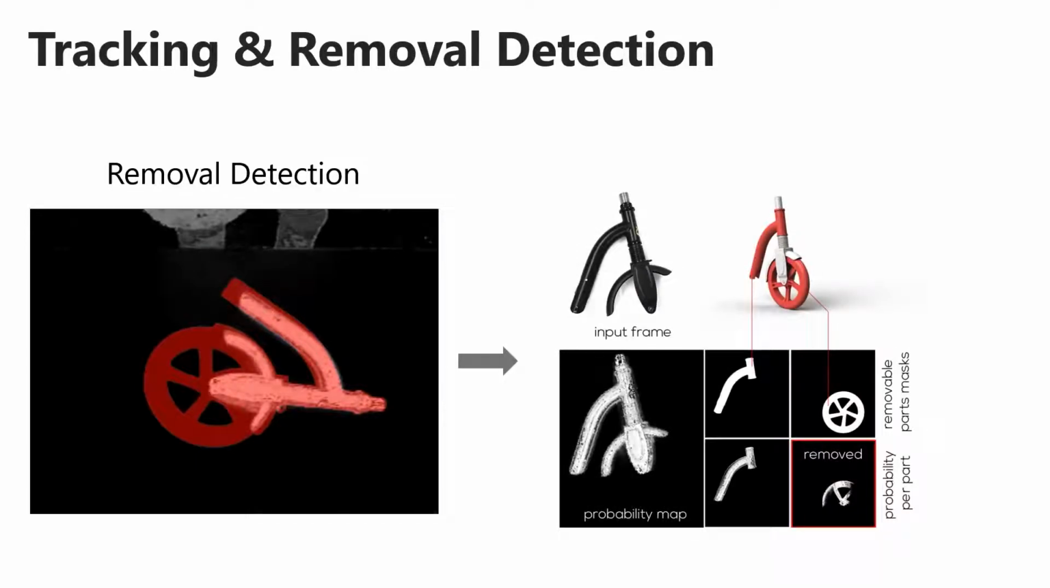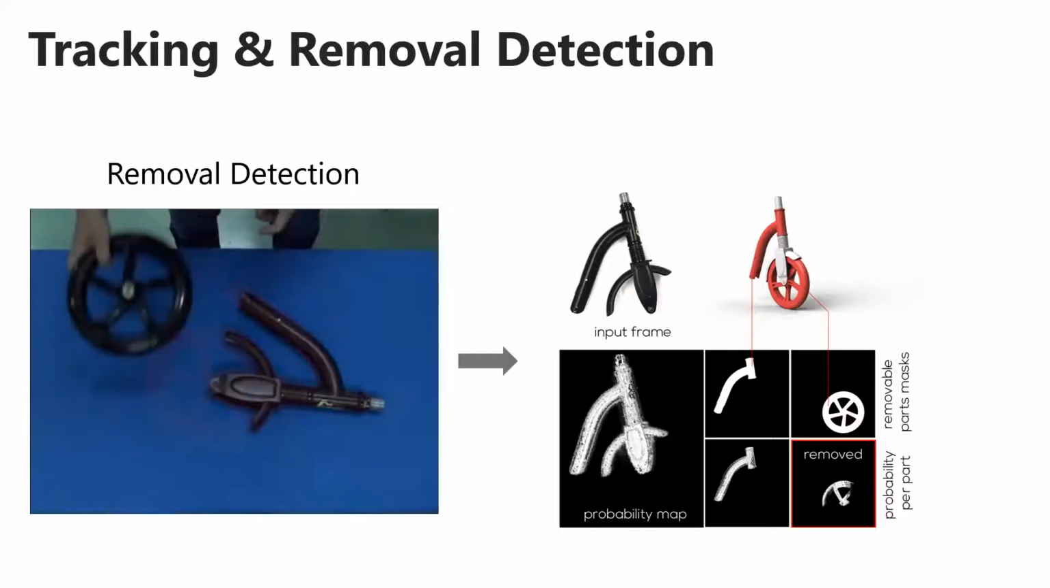We compute the probability of all trackers and use the one with the highest confidence to track the visible assembly. Then, to detect part removal, we use the current camera pose to project removable parts and compute the probability of their existence in the video frame. This process iterates until the assembly graph is empty.